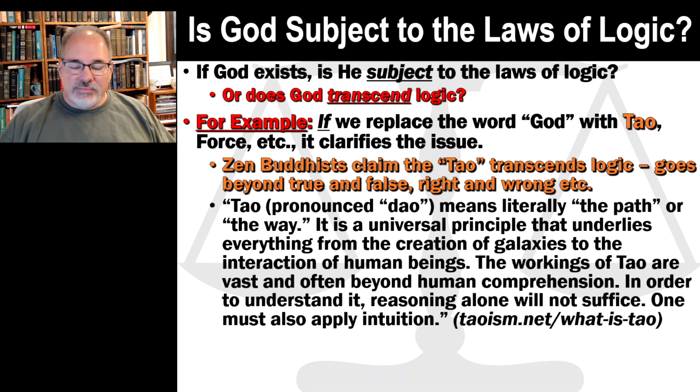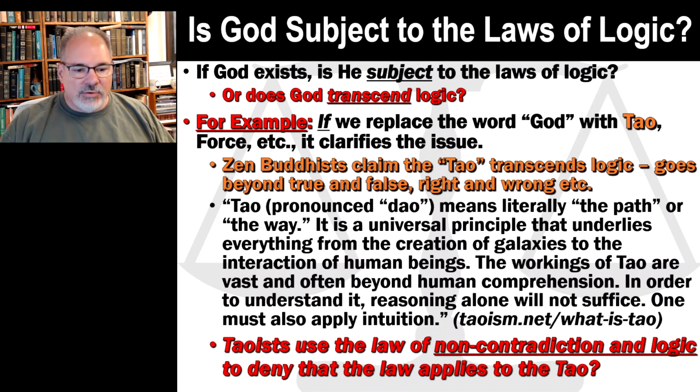And here's a quote from their website. Tao means literally the path or the way. It is a universal principle that underlies everything from the creation of galaxies to the interaction of human beings. The workings of Tao are vast and often beyond human comprehension. In order to understand it, reasoning alone will not suffice. One must also apply intuition. So they're saying basically the Tao is beyond, right?